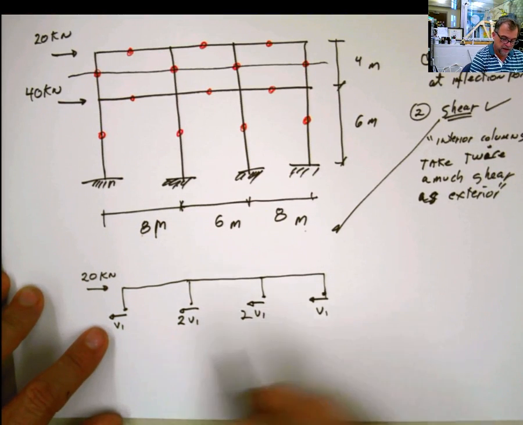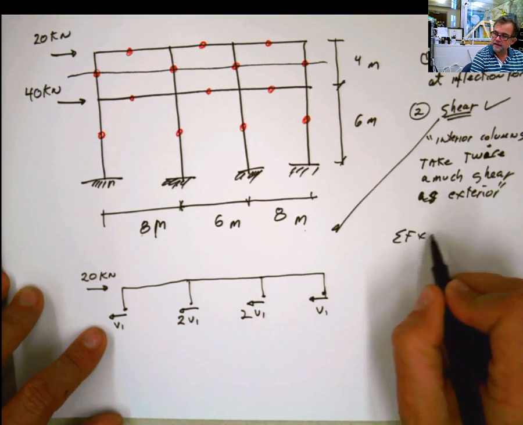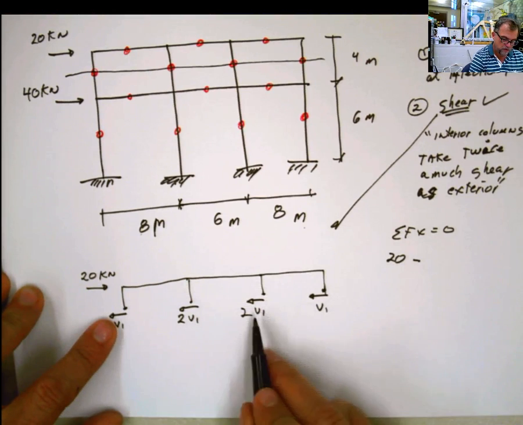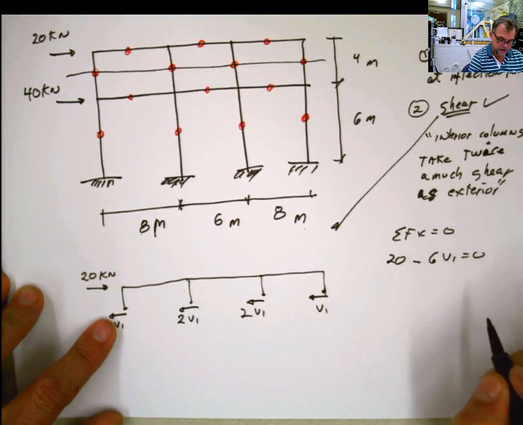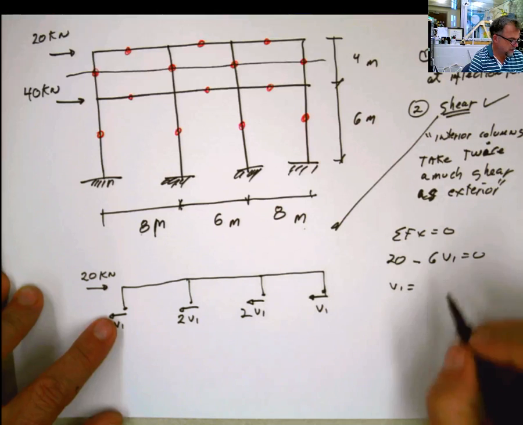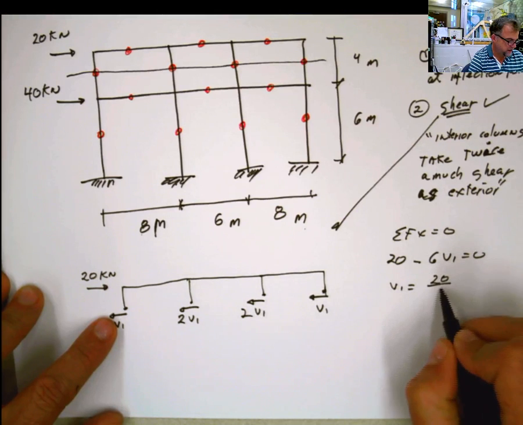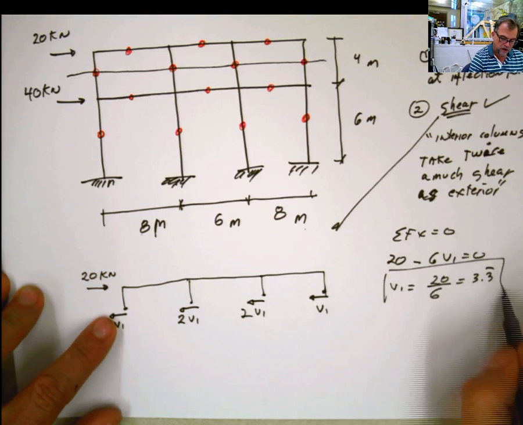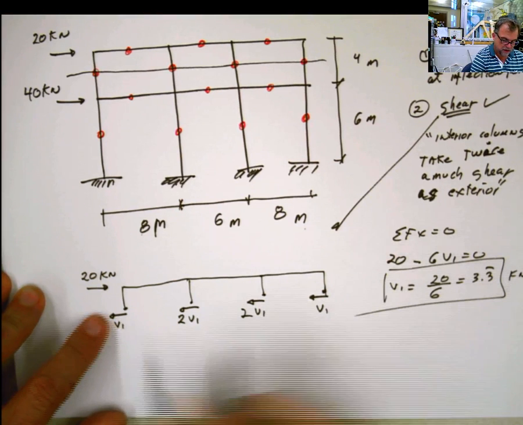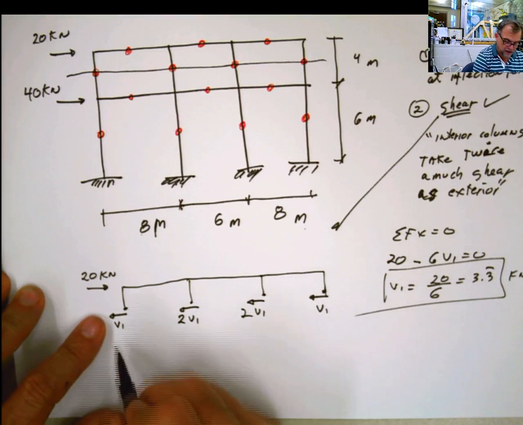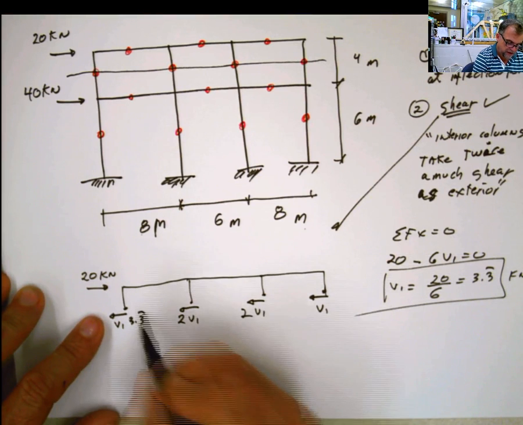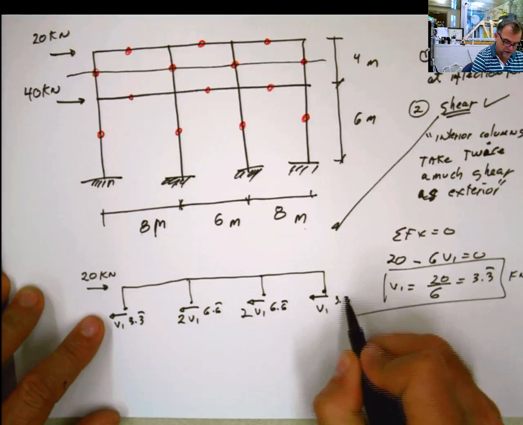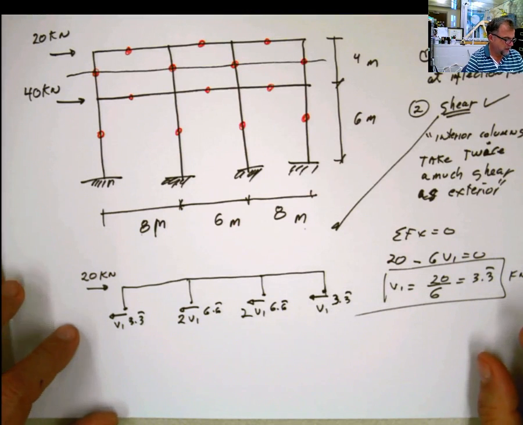And if you do that, then you have the summation of forces in X equals 0. So you can say that 20 minus 1, 2, 4, 6, 6V1 equals 0. Or V1, the shear at that level, is going to be 20 divided by 6, and 20 divided by 6 is 3.3. There you go. Look how easy it is, this is in kilonewton. That's going to be the shear here. So that means that here I'm going to have 3.3, but here I'm going to have 6.6, 6.6, and 3.3. That's basically what we have there.